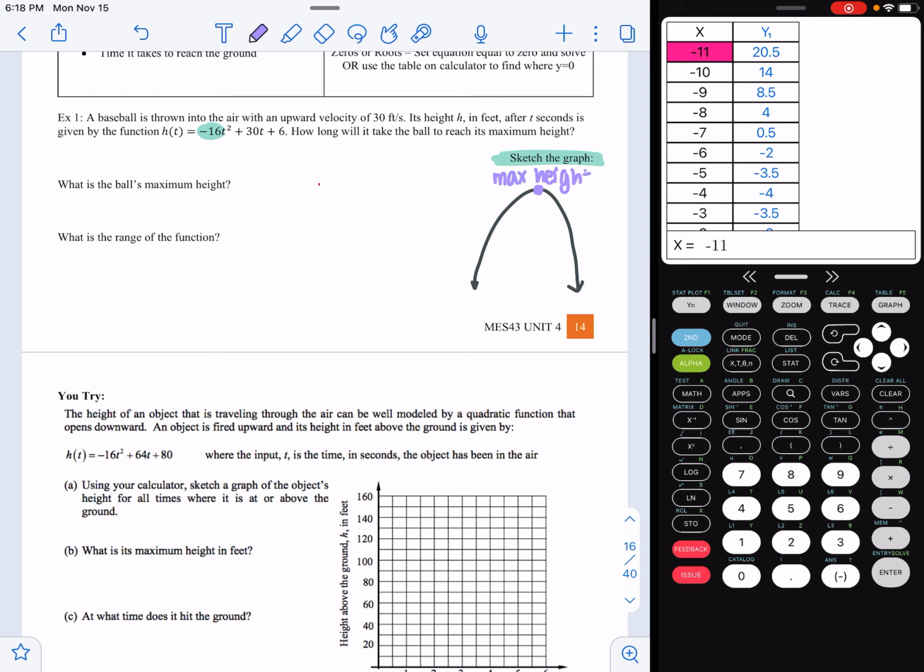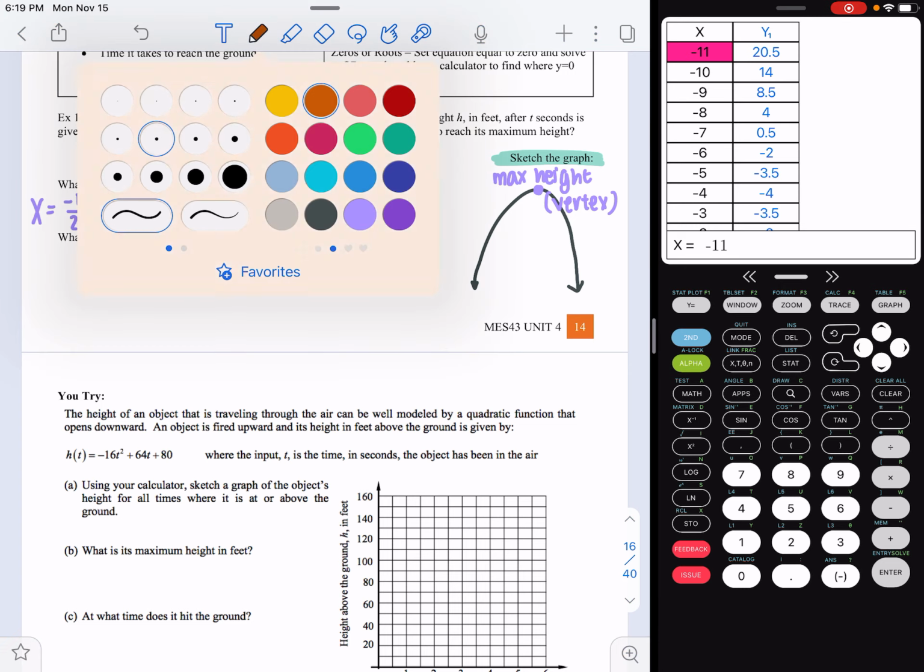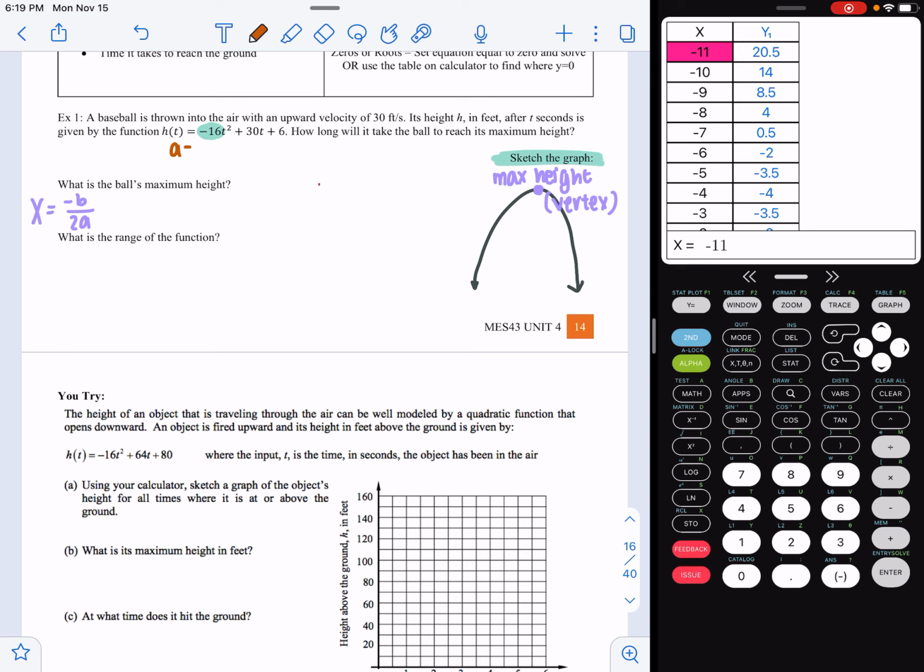And that is going to be our vertex. So we are looking for our vertex. Remember, to find our vertex, first we need to find our axis of symmetry using the formula x equals negative b over 2a. Let's go ahead and identify our a, b, and c values. A is negative 16, b is 30, and c is 6. So let's plug in. X equals negative 30 over 2 times negative 16.